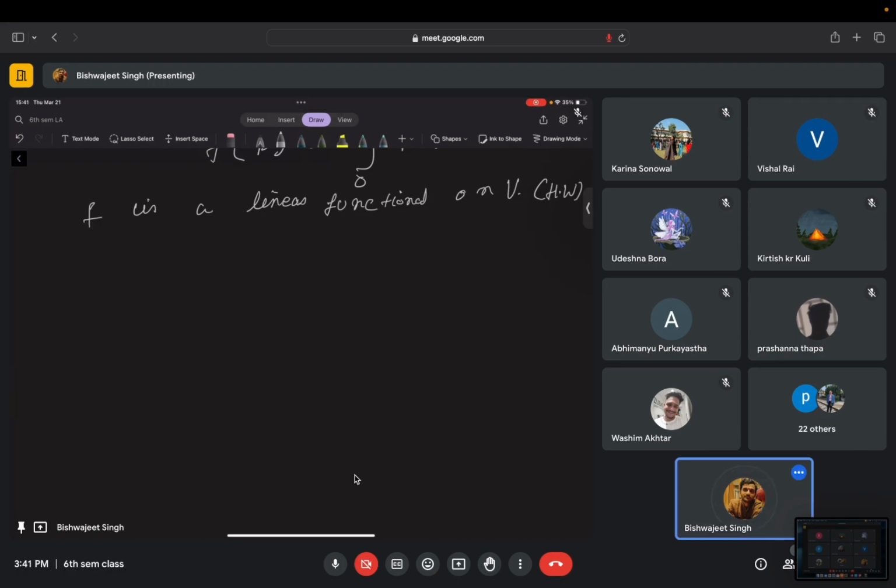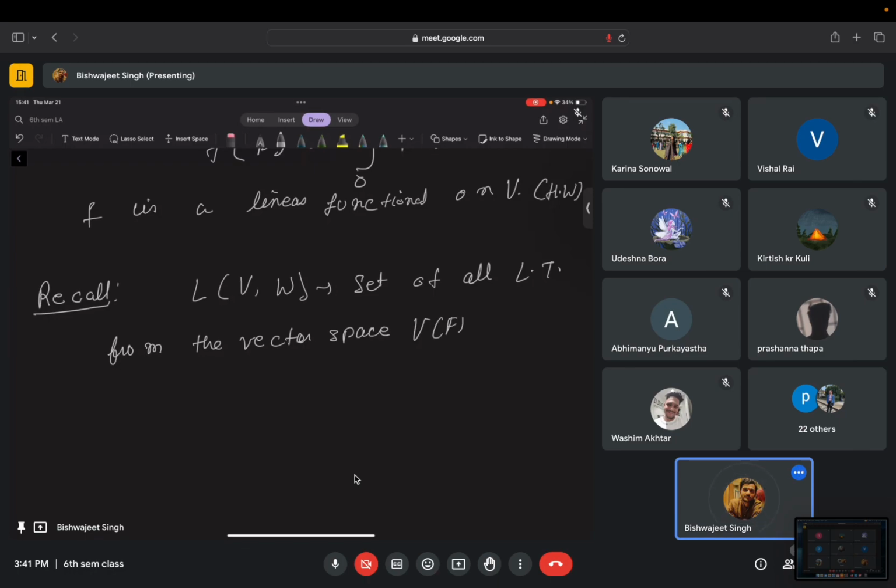So now this is what a linear functional is. Now I want you to recall what we meant by L of V, W. What was L of V, W? It was the set of all linear transformations from the vector space V over F to W over F.